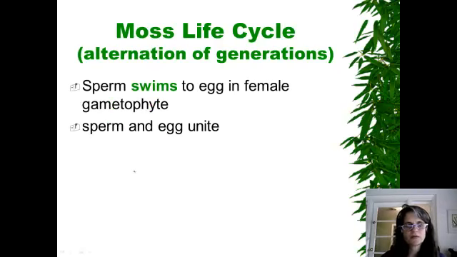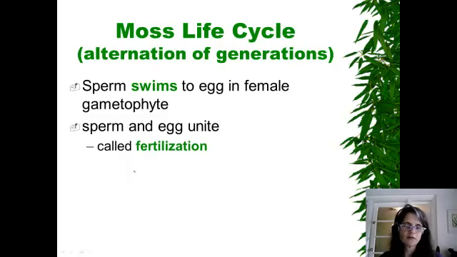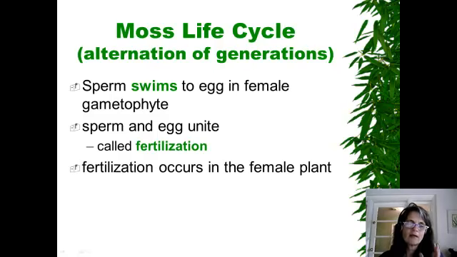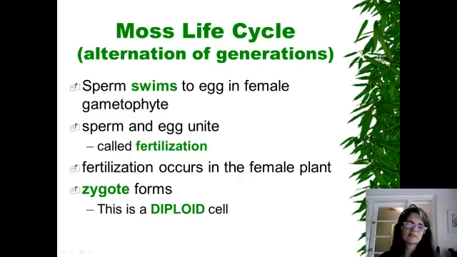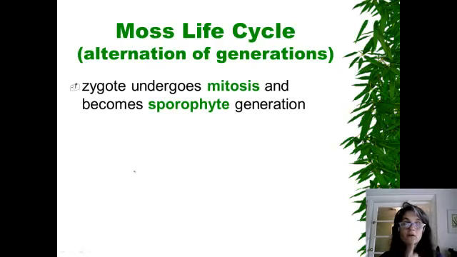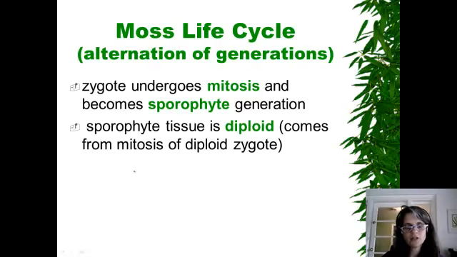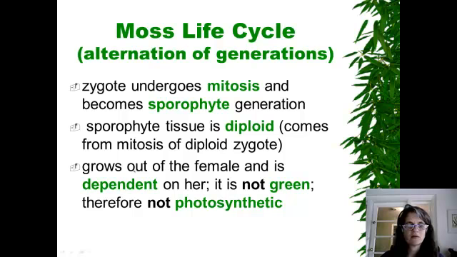Now, the sperm is going to swim to the egg, and they are going to unite, and we're going to call that fertilization, as we always have. It occurs in the female, just like it does in most animals, and a zygote forms, and that zygote is diploid. It has two sets of chromosomes, one from mom, one from dad. Okay? Now, don't forget that you can pause this if I'm going too fast. The zygote will then undergo mitosis and grow into the sporophyte generation. That sporophyte tissue is diploid because it is made from that zygote, and it grows out of the female and is completely dependent on her.